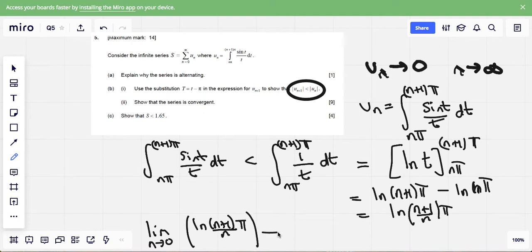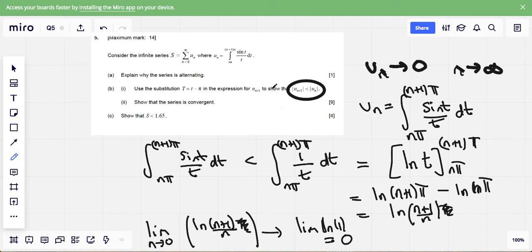pi, it's tending towards the limit of, sorry, the pi's cancel, right? So there's no pi there. There's a pi on both top and bottom. So n plus 1 over n tends towards 1 as n tends to infinity, which itself gives ln of 1, which equals, what's ln of 1? Well, it equals 0. So I'm showing that un as n tends to infinity is tending to 0.